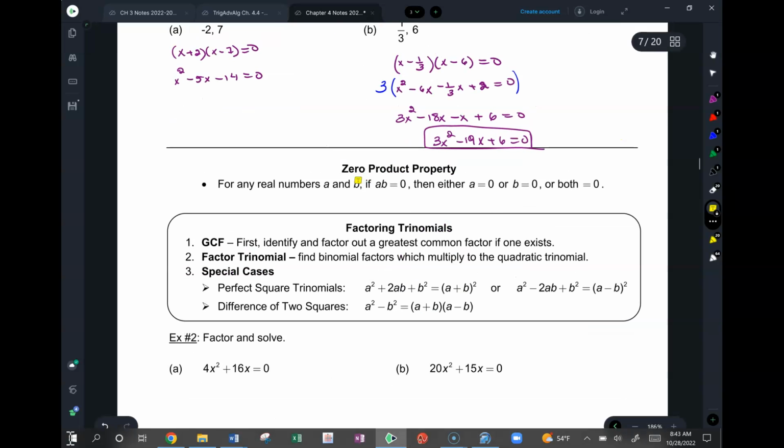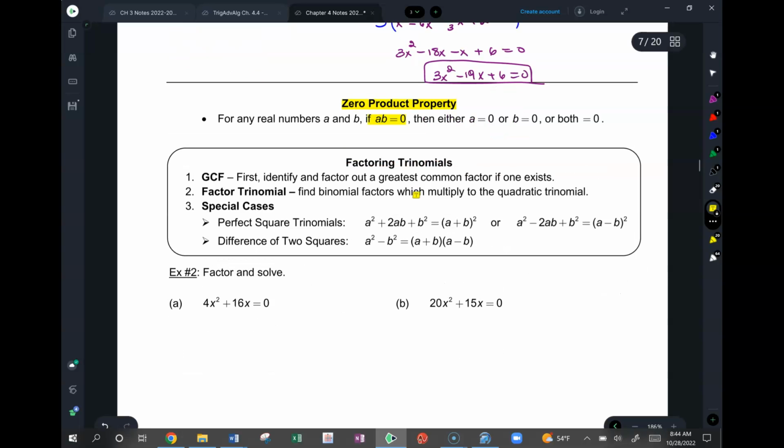Next, one of my favorite properties in math is the zero product property. For any real numbers A and B, if A times B is 0, then either A must be 0, right? If you multiply two numbers and you have to get a 0, either A has to be 0 or B has to be 0, or both of them have to be 0 together, right? Kind of common sense, right? So why is that important? Because it lets us solve equations, right? And let's see how we can use that to solve equations.